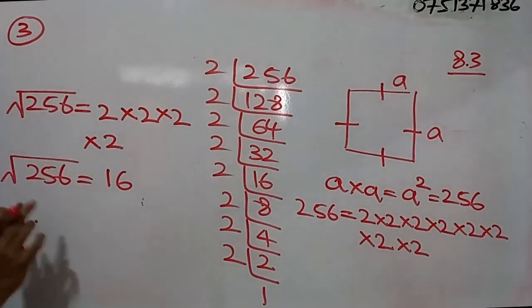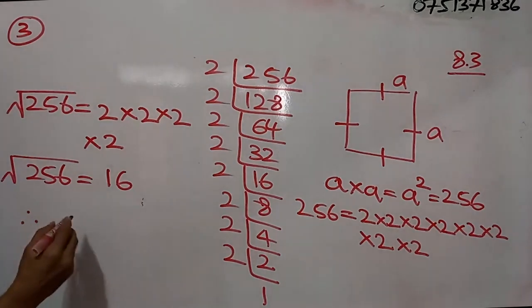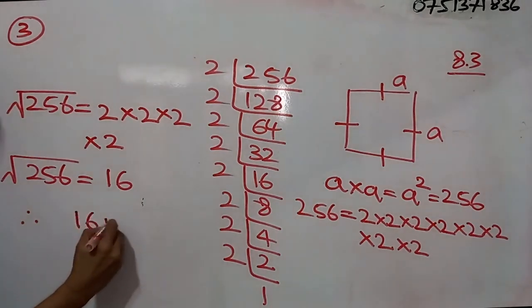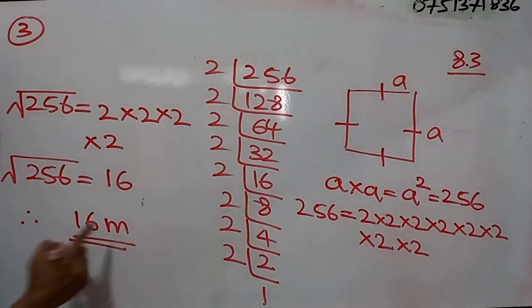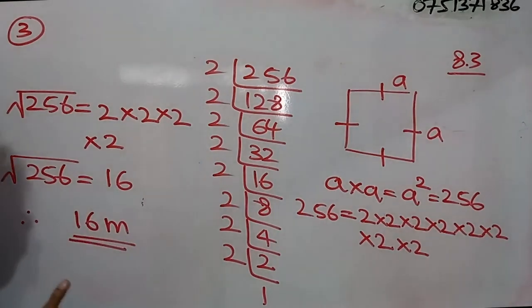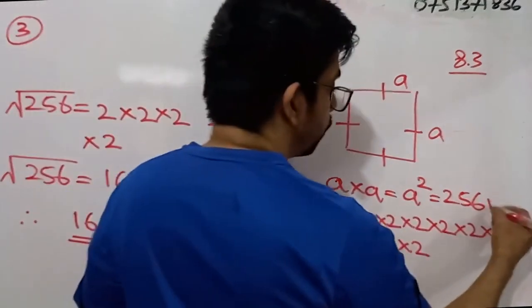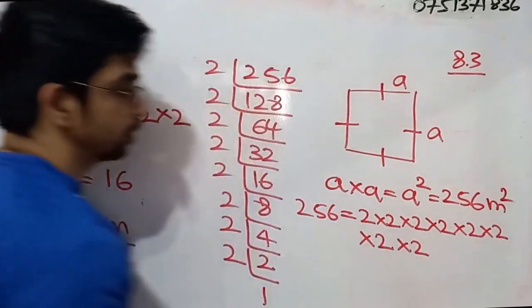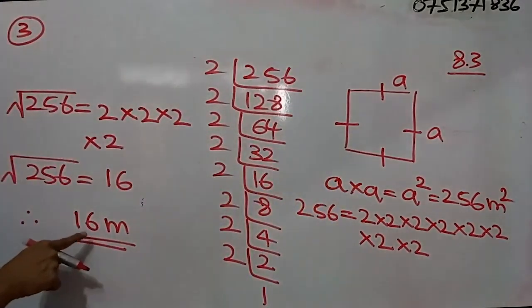So you have to write, therefore, the side length is equal to what? 16 meters. Don't forget meters. Why? The area is given to us in square meters. So the side length should be what? 16 meters.